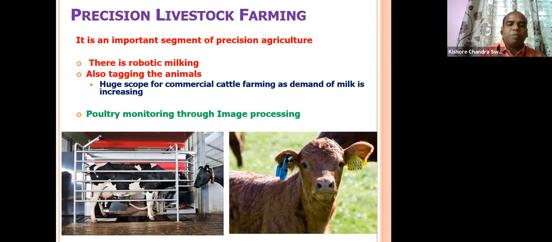Another is poultry monitoring, because if poultry farmers want to use precision agriculture or image processing, the behavior of the chicks can be monitored through image processing, and we can find out exactly how many are sick or how many need special attention.